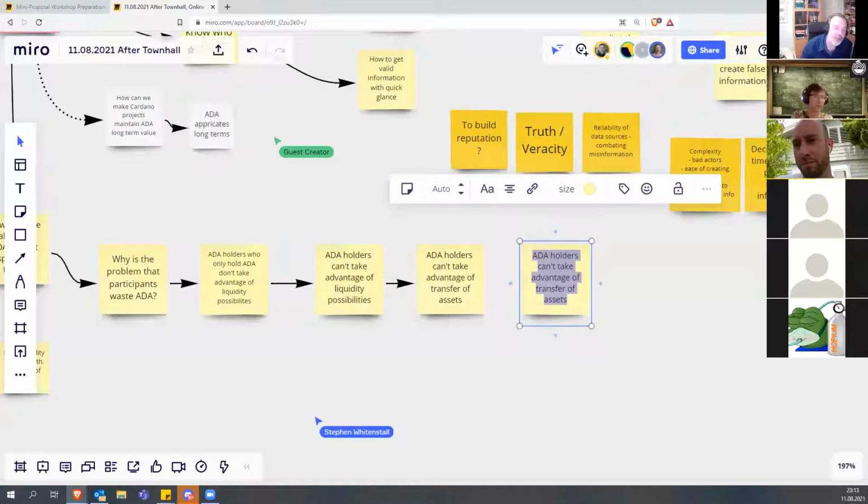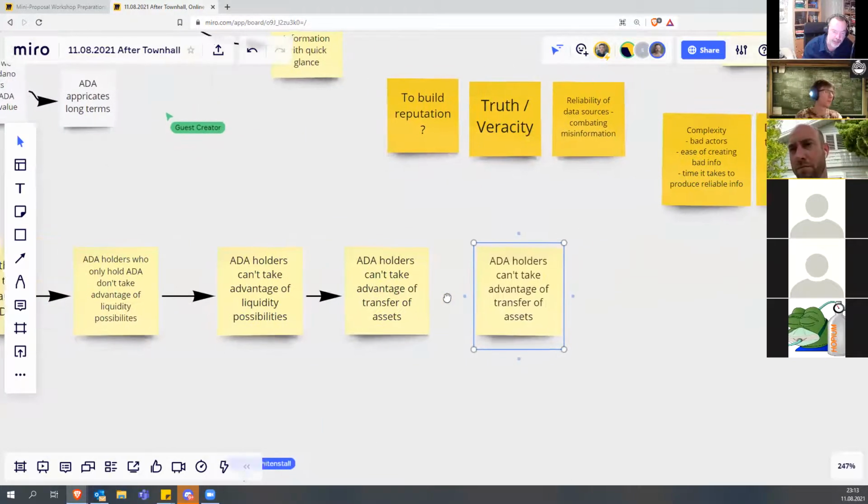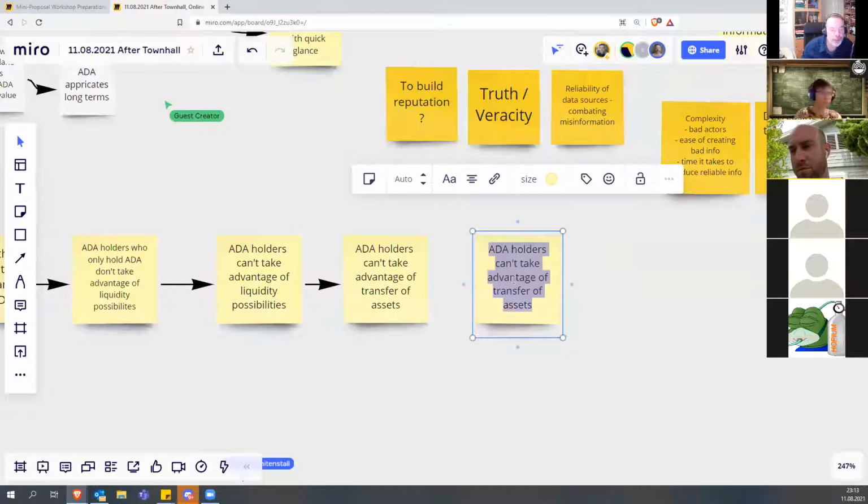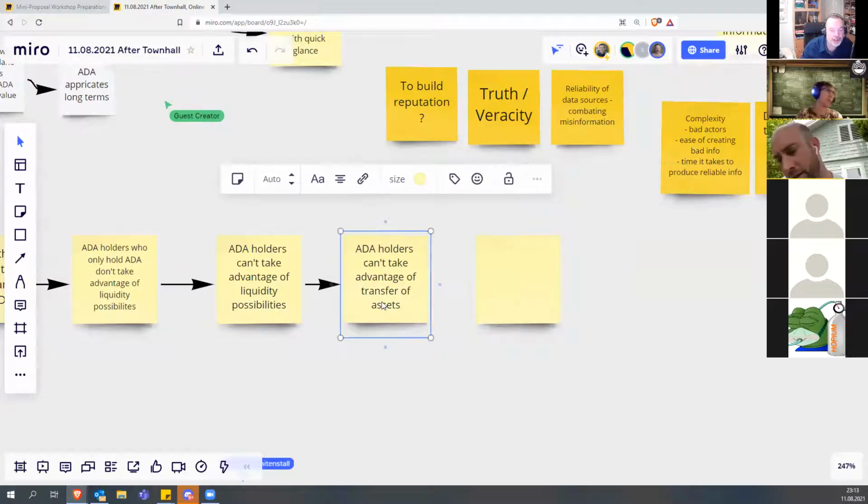Yeah, that's why the transfer of assets basically was being able to use ADA as a bank, right? So the transfer of assets was a misleading term, really, because that's just one way to use it. So it's more taking advantage of the... I'm going back to the word liquidity again here. Maybe that has to be liquidity. Yeah, it has to be. I think it's not about transfer of assets.